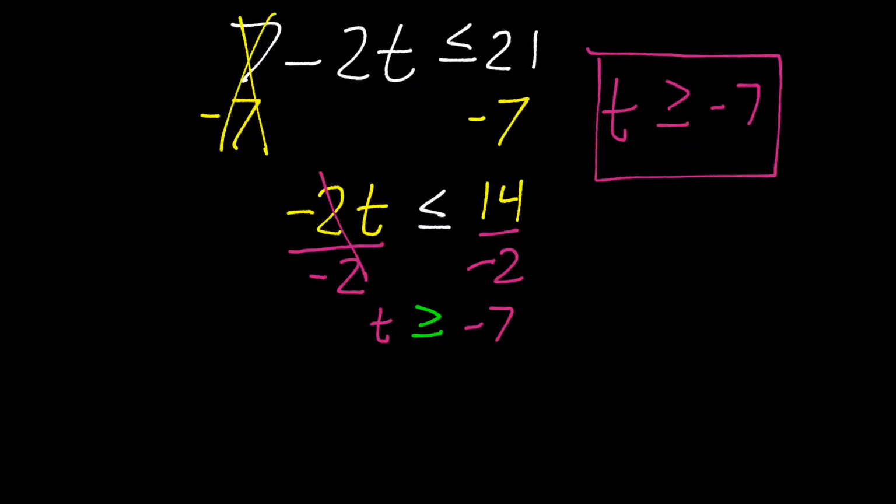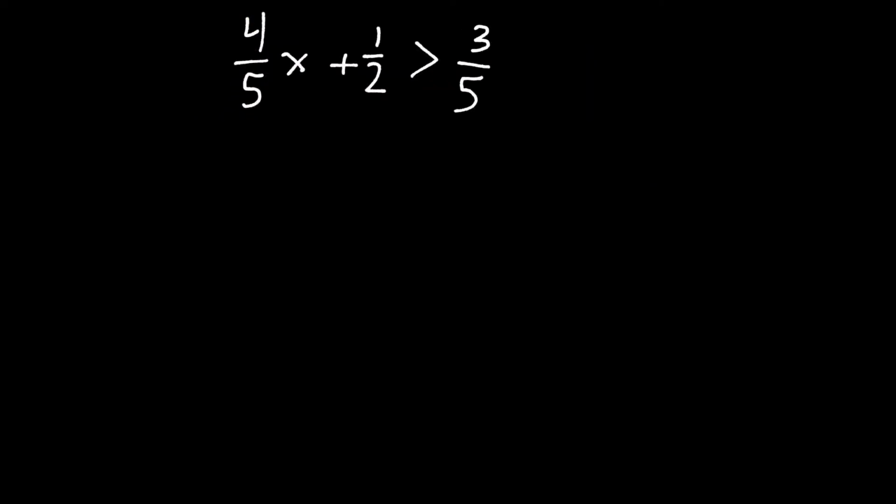Alright, let's try another example, this time with fractions. For our second example, which involves fractions, we have 4/5 x plus 1/2 is greater than 3/5. What is happening to our variable? Well, first we are multiplying it by 4/5, and then we are adding 1/2 to it. And this sum should be bigger than 3/5.